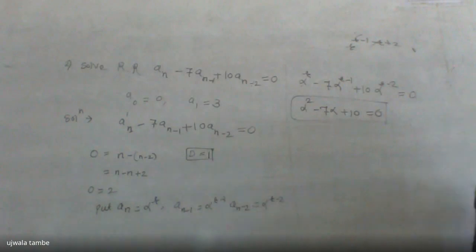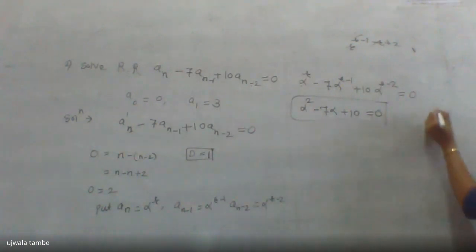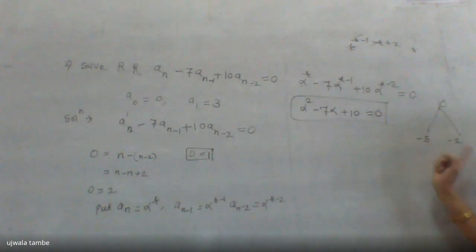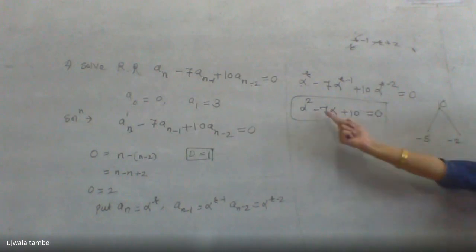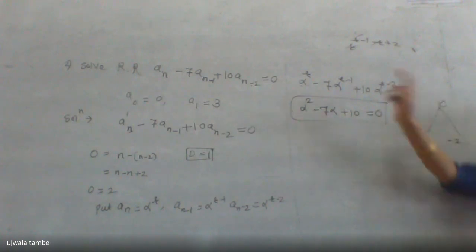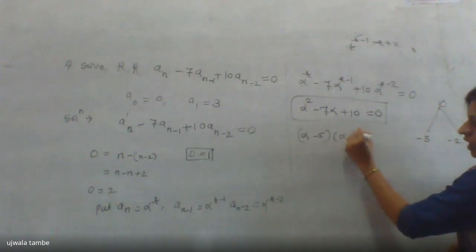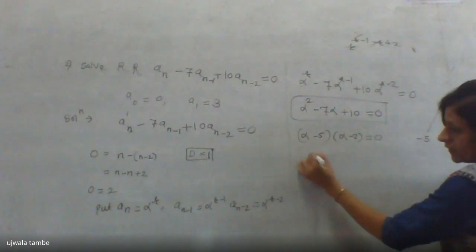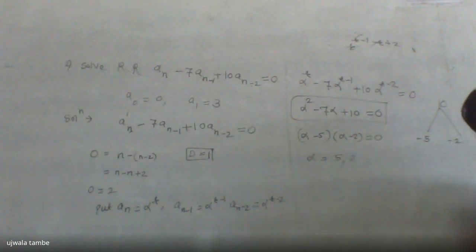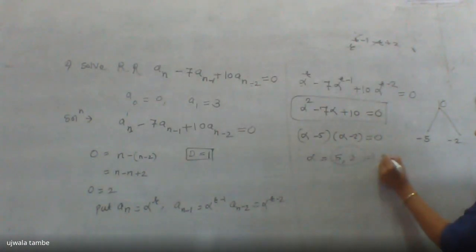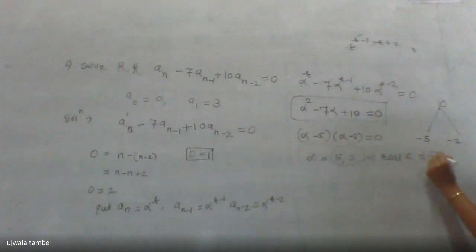And to find the roots of this equation, find two numbers whose product is plus 10 and sum is minus 7. That is minus 5 into minus 2: minus into minus is plus, 5 into 2 is 10, and the sum is minus 5 minus 2 is minus 7. Therefore, the equation is alpha minus 5 into alpha minus 2 is 0. Therefore, the values of alpha are 5 and 2. These values are real and different. Roots are real and different.